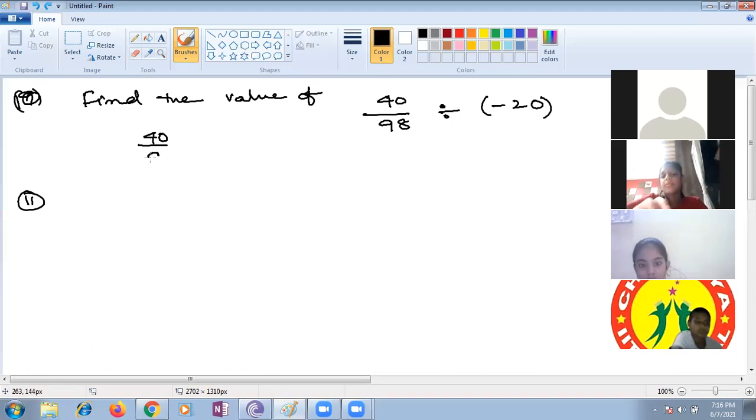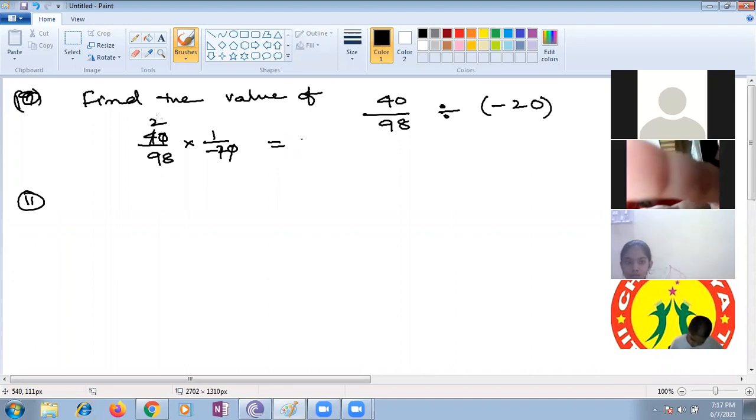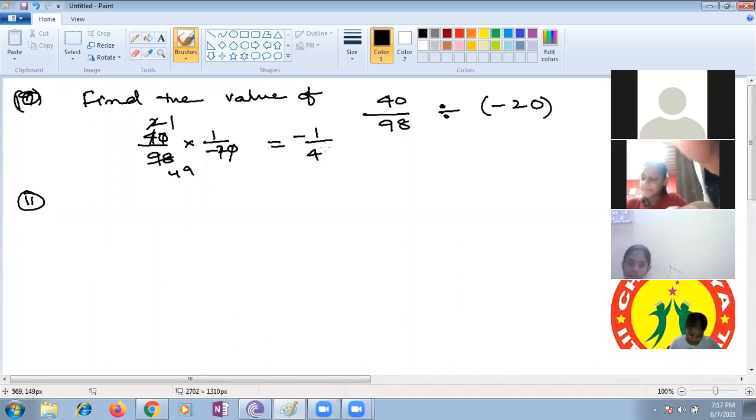That is the silly mistakes done by the students. Come on, see here. Concentrate here. Your concentration is somewhere. Ma'am, 1 upon minus 20. So this can be written as 2 ones are 2. 20 ones are 20, 2 twos are 4. So 2 again you can reduce. 2 ones are 2, 49 twos are 98. Very good. It's nothing but minus 1 upon 49. Right.